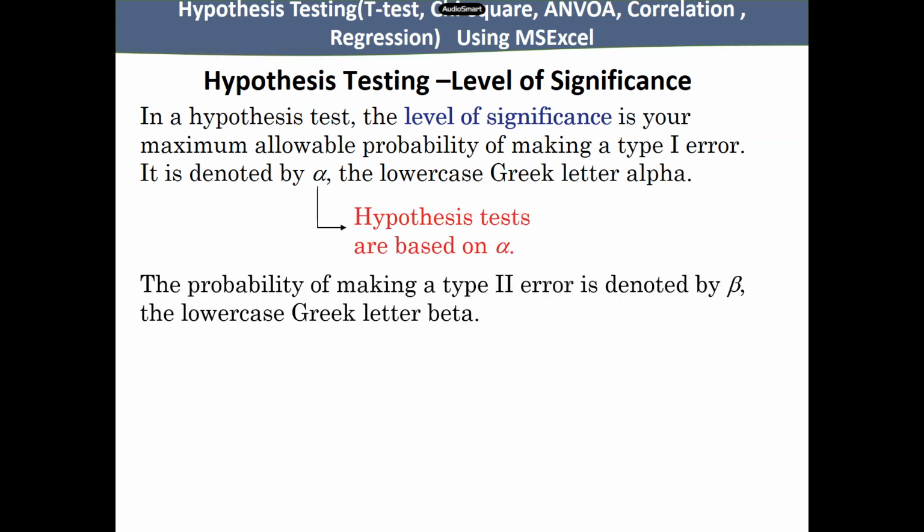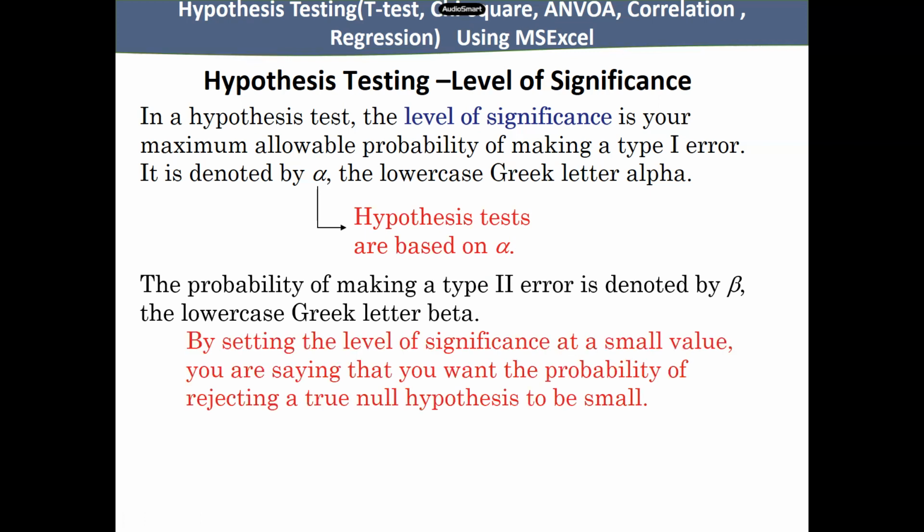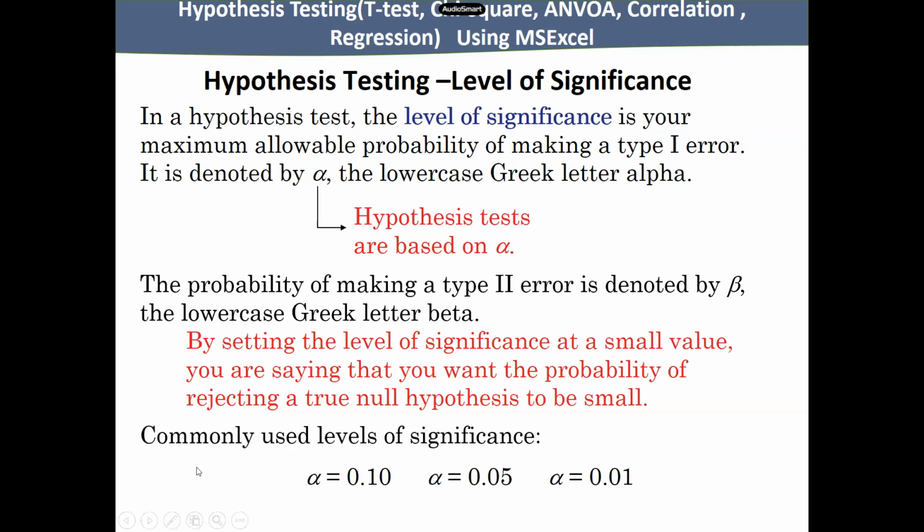So hypothesis tests are based on what? We use alpha to indicate a type 1 error and beta to indicate what? A type 2 error. Right? Yes. Okay. So the common significance levels you are seeing are 10, 5, and then 1%. Right? Yeah. So let's go.